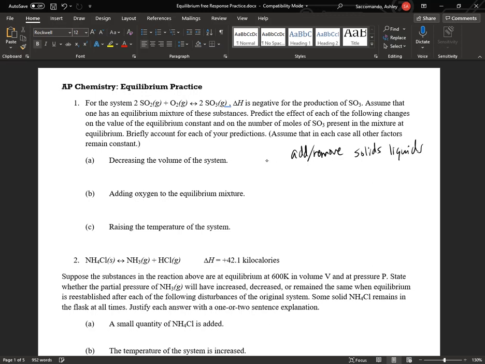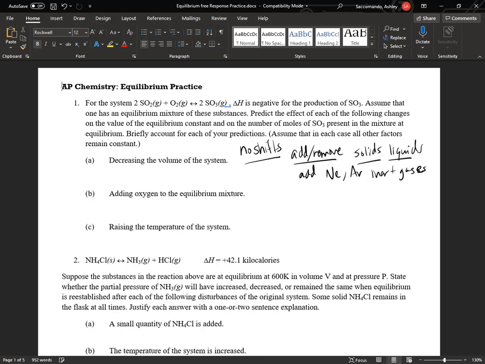Okay, these all should be no shift, put it this way. We're making a list of the no shifts. Adding or removing solids or liquids, because they're not supposed to affect the equilibrium position. What else is on the list? Adding a noble gas. Adding noble gases like neon, argon, inert gases. That's a no shift.